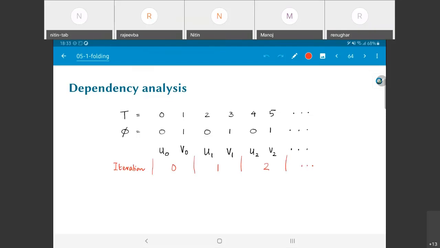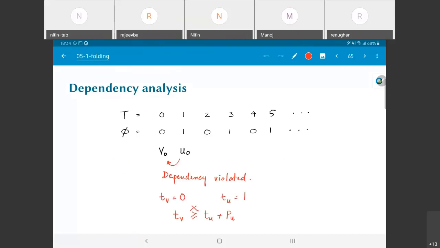Okay, so on the other hand, let's say that I tried doing the opposite schedule. Right, so what have I done over here? I have basically done v0 followed by u0. So in other words, I scheduled v0 with tv equal to 0, and I gave u as tu equal to 1. So whenever the phase of the clock is equal to 0, the v operation will get executed. Whenever the phase of the clock is equal to 1, the u operation will get executed.